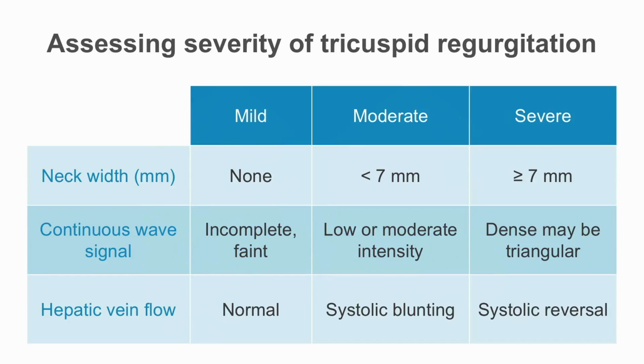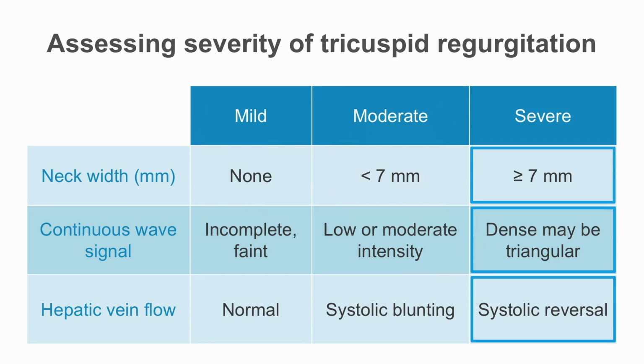So we're going to use the information we've got to decide how severe our TR is. We had a very broad jet, the neck width looked much more than 7 millimetres. Our signal was pretty dense. It wasn't triangular, but I think the intensity was more than moderate. And we had quite obvious systolic reversal in the hepatic vein. So I'm quite confident that I can call this TR severe.